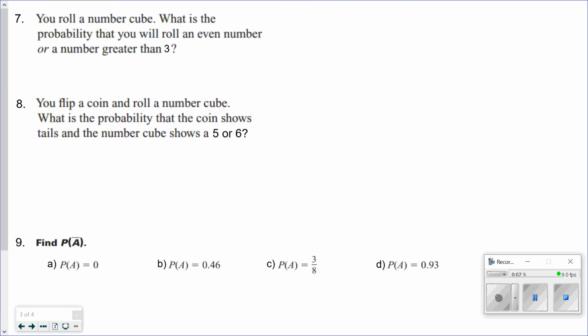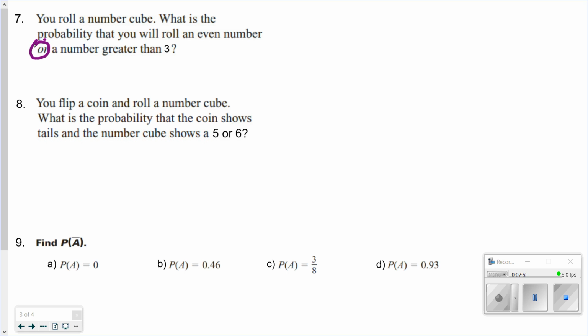Now we're going to get into some word problems. So number 7, you roll a number cube. What's the probability that you will roll an even number or a number greater than 3? So before I even start solving this, I need to use my OR equation. There are 2 equations for OR. So what I need to look at is whether there is an intersection between these 2 events. Can they both happen at the same time? Can you roll a number that is an even number, and can that even number be greater than 3? And yes, that can occur.